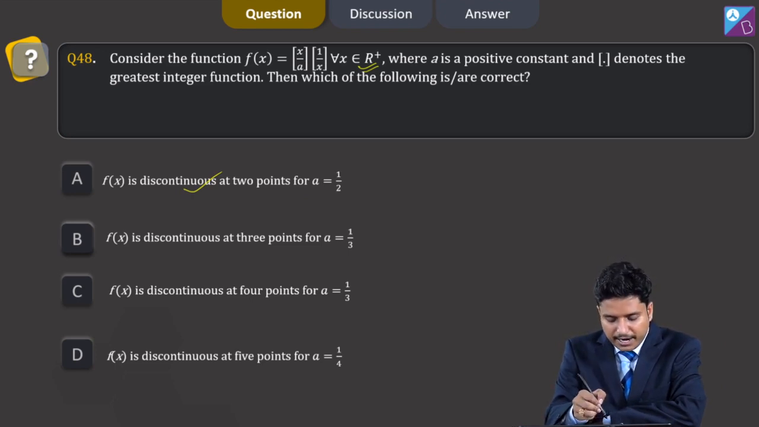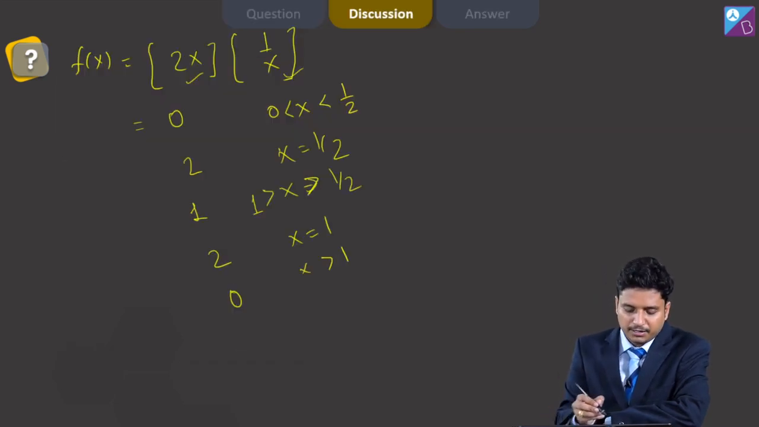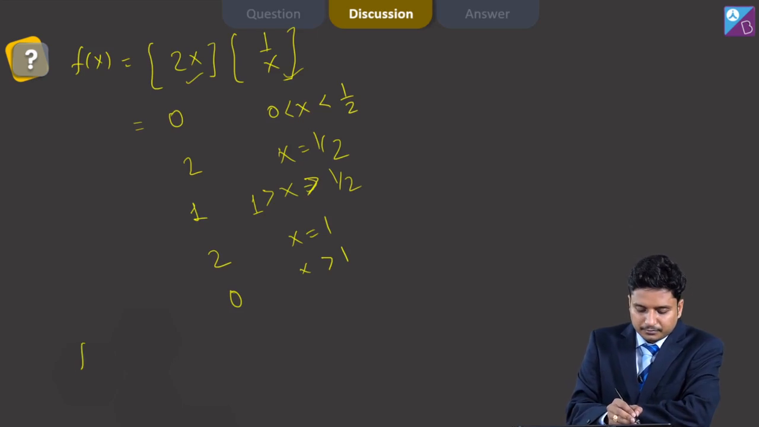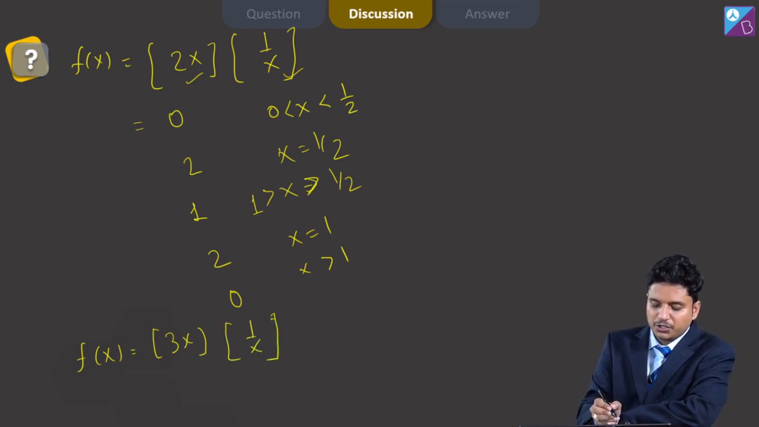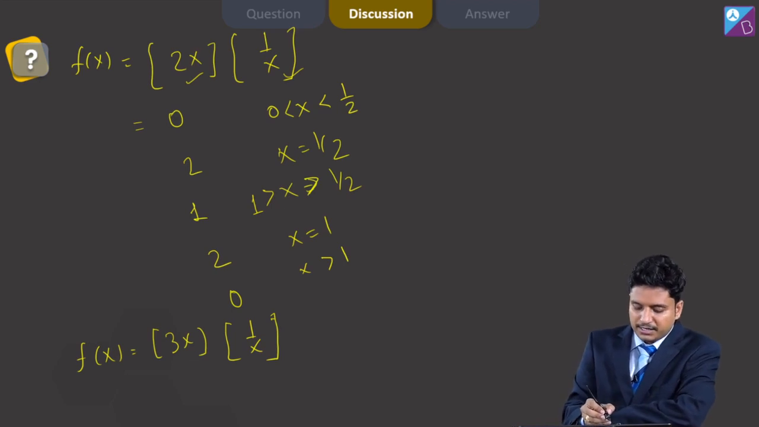Next, 3 points at x equal to 1 by 3, and similarly we have to check for x equal to 1 by 4. In the same manner we can proceed: f(x) will be equal to the integer part of 3x into the integer part of 1 by x. Now what are the points where we should be cautious? 1 by 3 is a point, 1 by 2 is also a point, 2 by 3 is a point, 1 is a point. So here we can see that in between 0 to 1 by 3, what will be the situation?